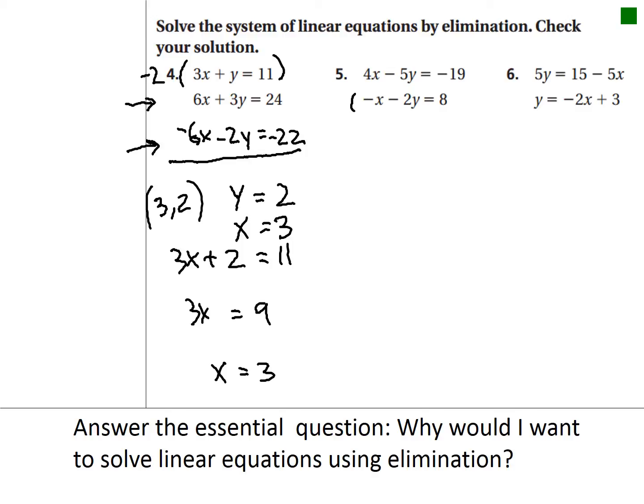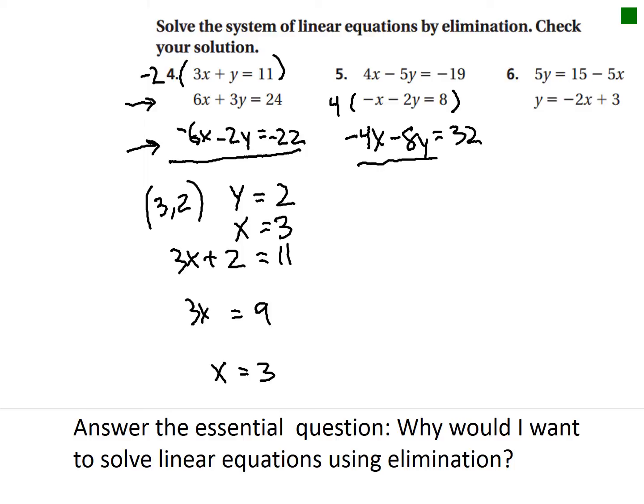I'm going to take this equation, and I'm going to multiply it by 4. Pause just for a moment before we go on and ask yourself, why would we pick 4? That's right. 4 times negative x is negative 4x. 4 times negative 2y is negative 8y. And 4 times 8 is 32.